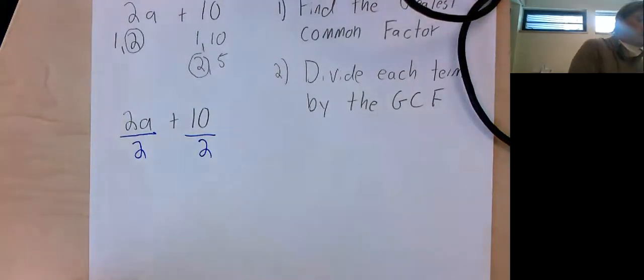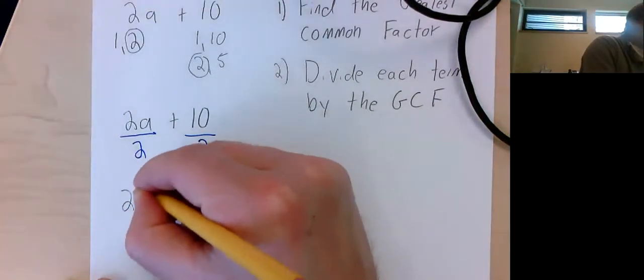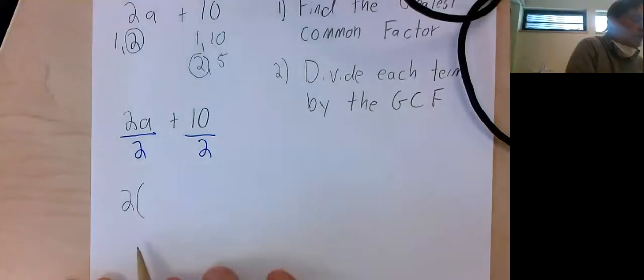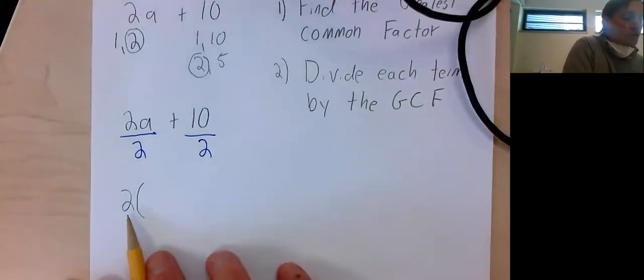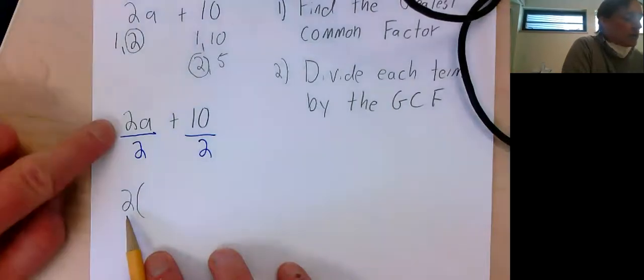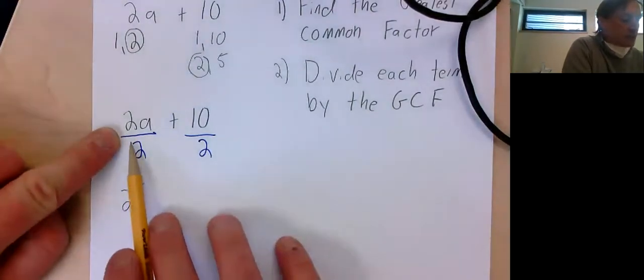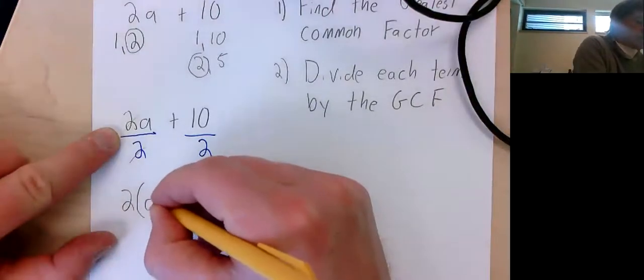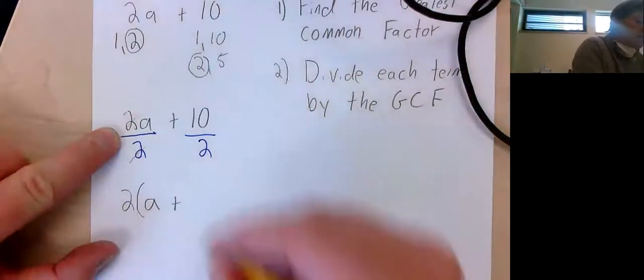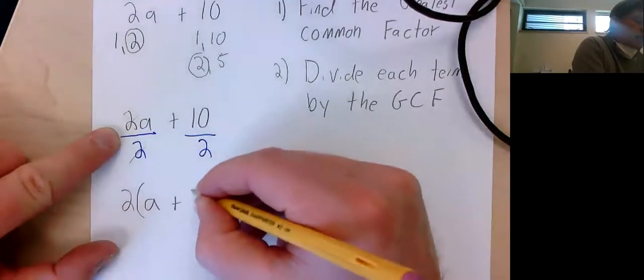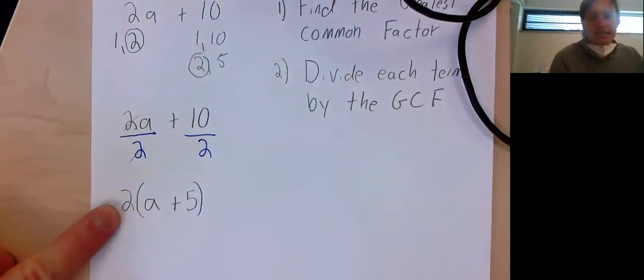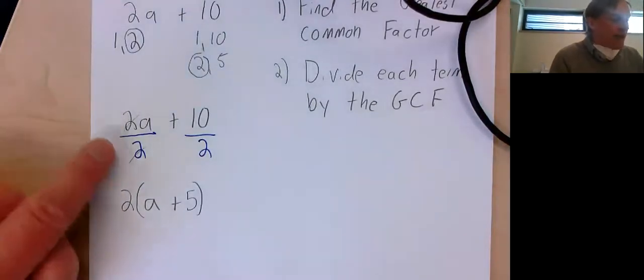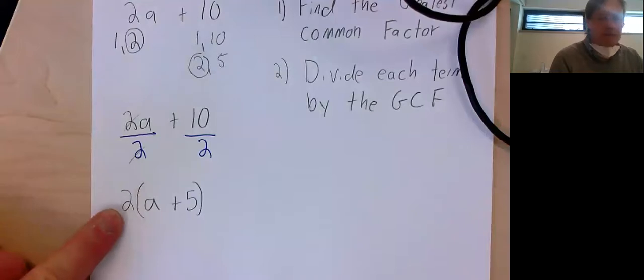That 2 is going to become the outside term when we eventually distribute. So we're going to set up a parentheses problem with 2, our greatest common factor, on the outside. Well, what is going to be this term after I divide 2 out? Well, the 2's drop out here, and that just leaves me with a. Plus 10 divided by 2, that's 5, so my 5 is going to go in there. And this is the factored form of our expression. We've factored out the greatest common factor, and we've put that greatest common factor on the outside of the parentheses.